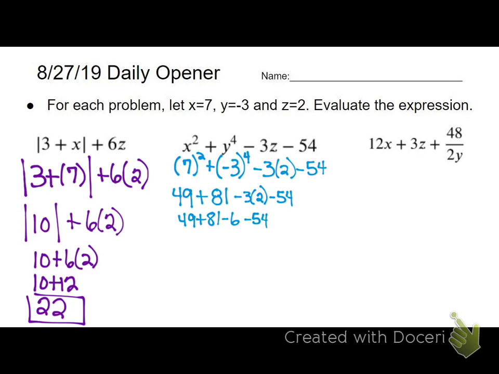So what's 49 plus 81? 130. Then I have minus 6 minus 54. So let's do that in one last step. So what's 130 minus 6? 124. And then 124 minus 54? 70. Y'all agree with them? I don't have a calculator, so I'm trusting you. If you did not get it and you don't understand what you missed, ask. If you did not get it and you understand what you messed up on, fix it so you get a +2 on your opener.